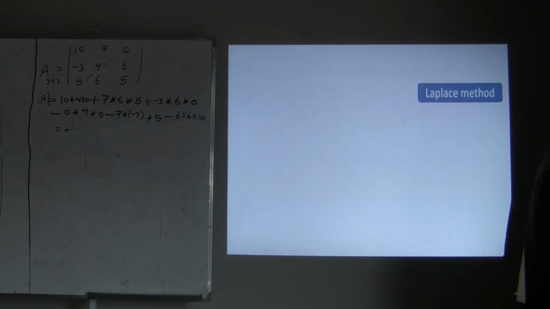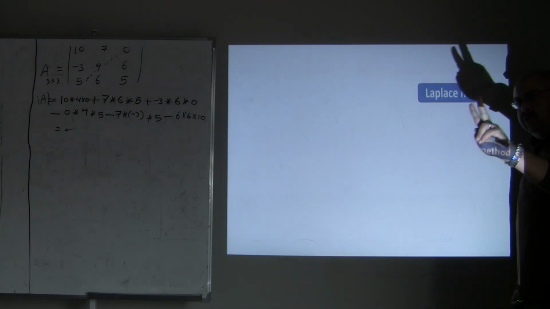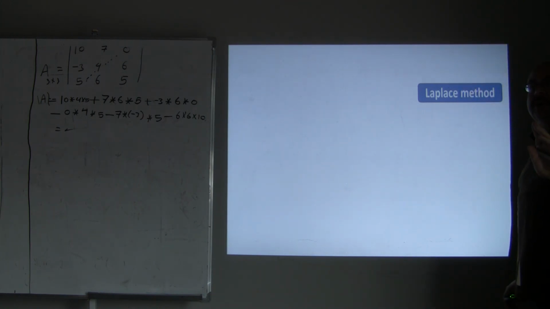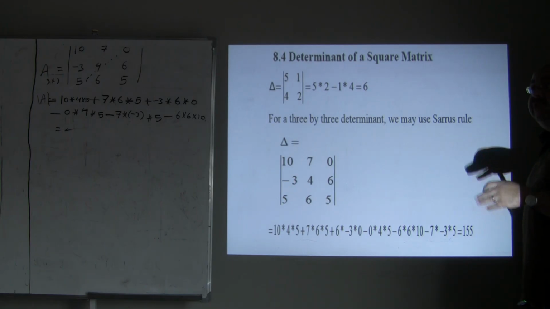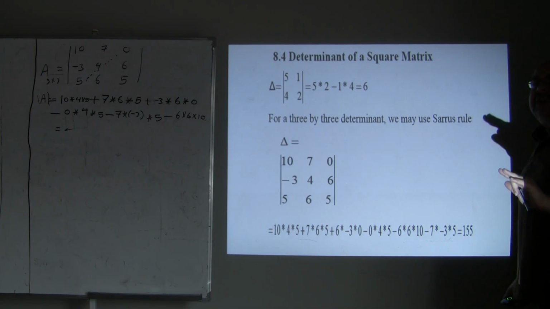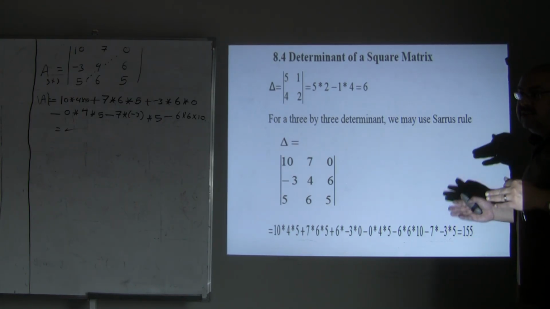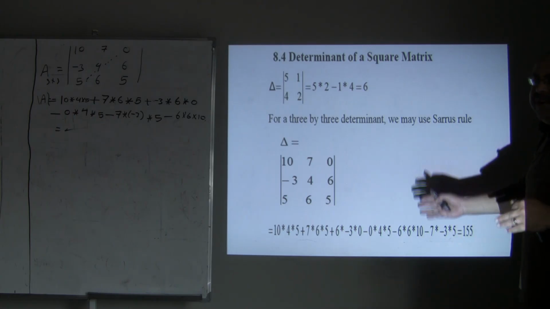Actually, there is another rule. The other rule is called the Laplace method. Do I have to know the 2 rules? Yes. Because Sarrus's rule is very successful with 3 by 3 matrices, but it is not applicable or successful as it is with dimensions greater than 3 by 3.